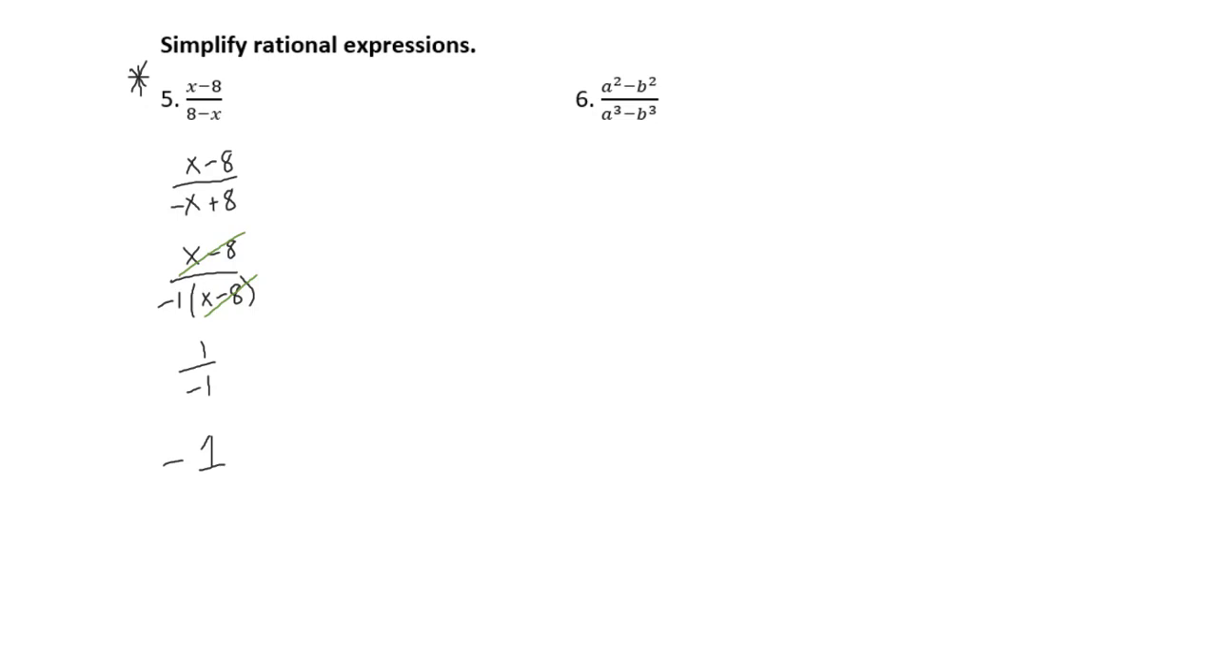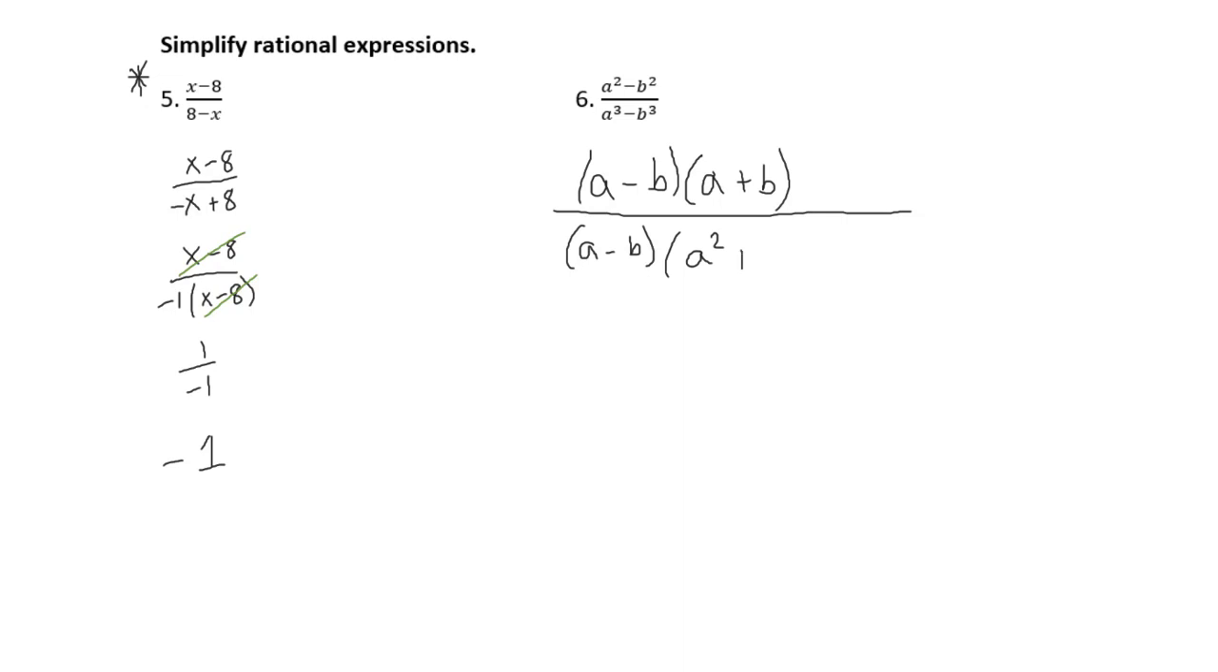So on this one, we have difference of squares on top and difference of cubes on bottom. So we're going to break that down as a minus b, a plus b. And if you're not sure where I'm getting that from, I have shown that in a previous video. And then we have a minus b, same sign, a squared, opposite sign, first term times second term, always positive, and last term squared.